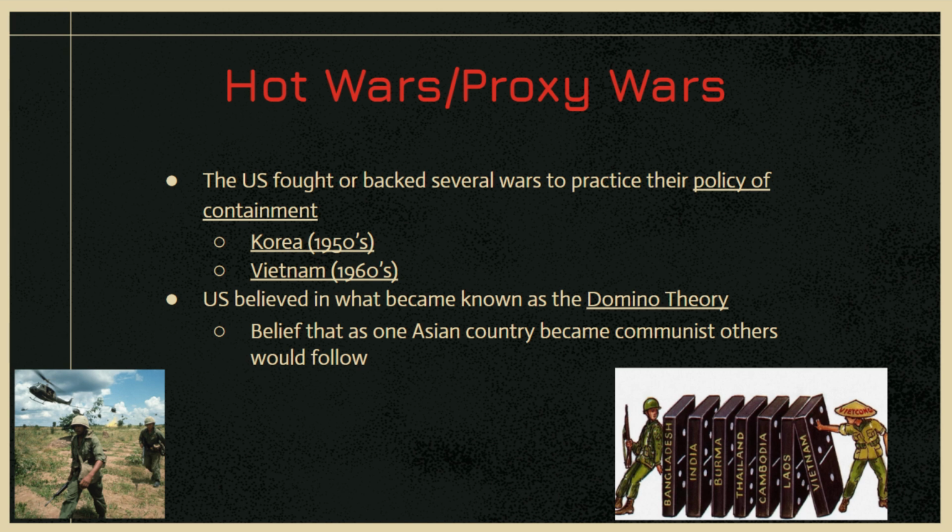We'll see that the United States, they started with this policy called containment to try to stop communism. It's literally just to contain it to the area it's already in and keep it from spreading. They're afraid of what's called the domino theory. And they believe that if one Asian country was to become communist, all of these others would follow, which is what prompts their presence in Korea and Vietnam.